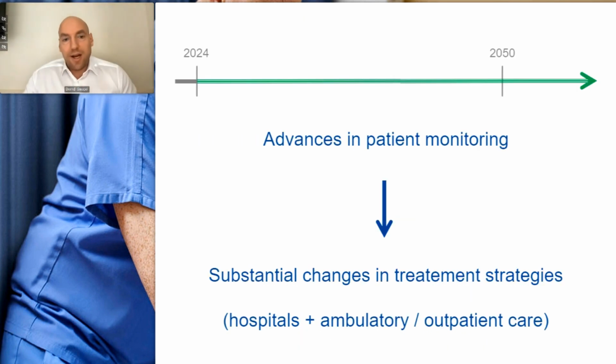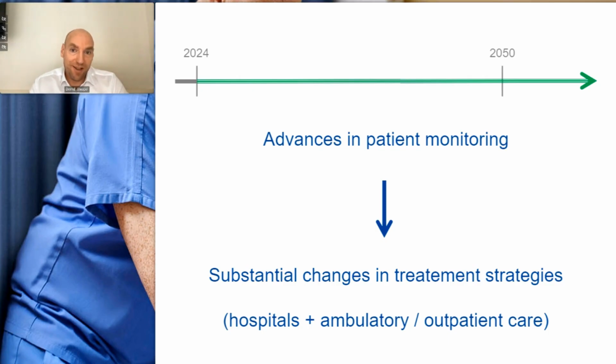So in this talk, I will explain to you why I think that advances in patient monitoring will lead to substantial changes in how we treat our patients. And this is not only true for patients who are treated in a hospital, but it's also true for patients who we take care of in ambulatory settings and even patients who may be outside the hospital and can still be followed up by us, for example, after surgery when patients are already dismissed and going home.